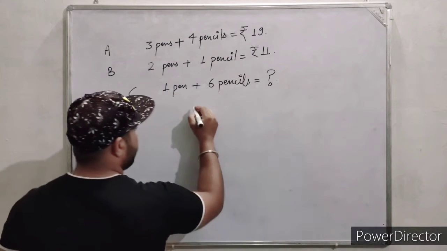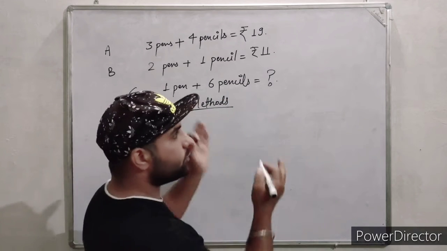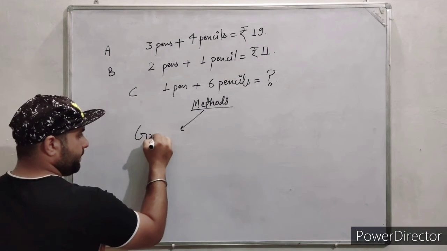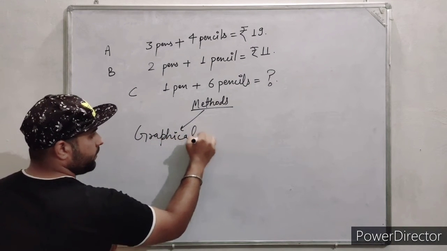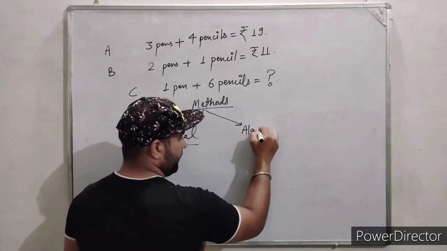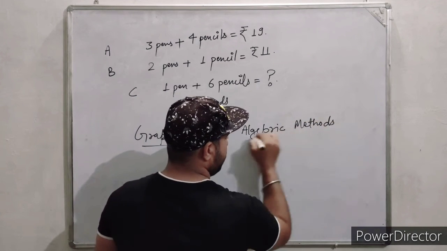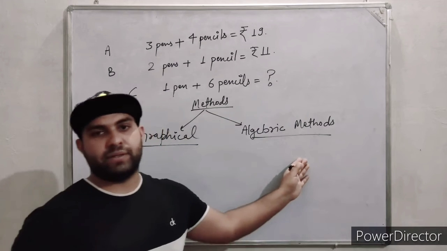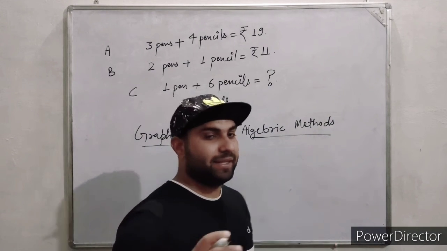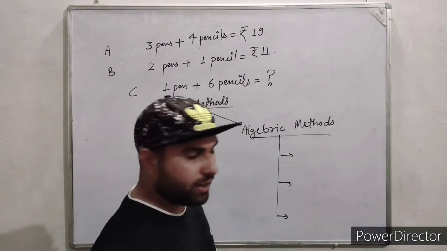Methods to solve this pair of linear equations in two variables. First is the graphical method. And second is algebraic methods. There are many algebraic methods; you will learn three algebraic methods in this chapter.